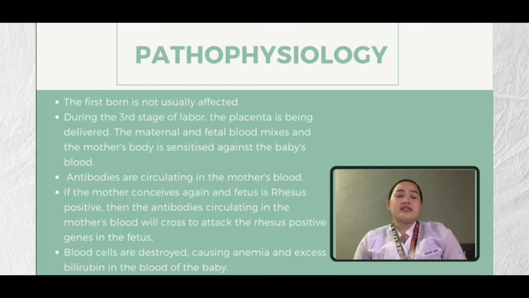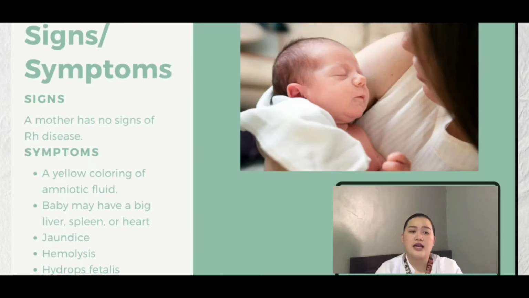So, the second pregnancy with an Rh positive fetus often produces a mildly anemic infant, whereas succeeding pregnancies produce more seriously affected infants who may ultimately die in utero from massive antibody-induced hemolytic anemia. A mother has no sign of Rh disease, but the symptoms may be associated with a yellow coloring of the amniotic fluid. The baby may have a big liver, spleen, or heart, and jaundice.